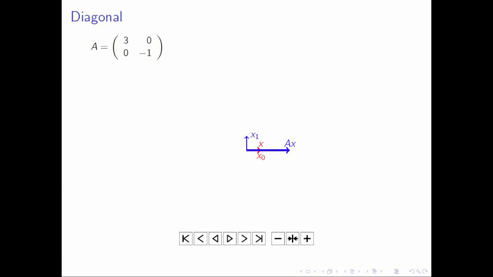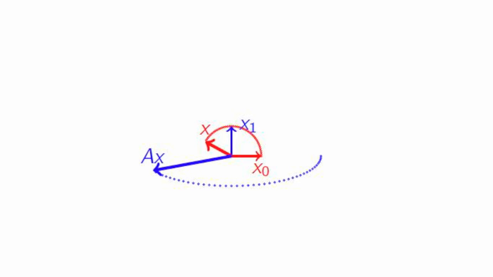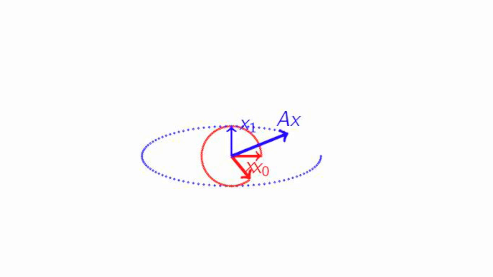So let's visualize what happens when we have a diagonal matrix, and in this case the diagonal matrix has values 3 and -1. Let's run this for a little bit and then let's discuss it. So here we see the thick red vector pointing to points on the unit circle, and that's the vector x. And then the result of doing A times x is being plotted by the thick blue vector.